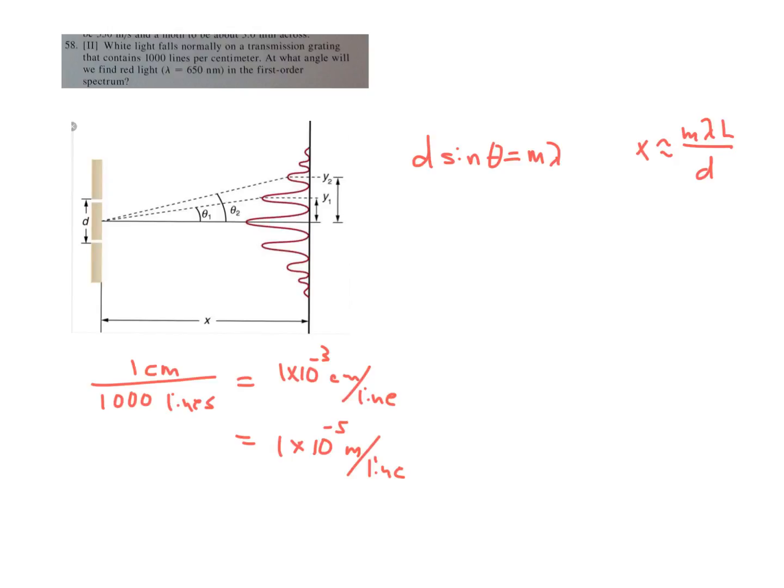Down at the bottom here, I've calculated if there's 1,000 lines per centimeter, that means it's 1 centimeter for 1,000 lines, or in other words, 1 times 10 to the negative third centimeters per line, but we want meters, so we're going to be looking at this. This will be our d. So that's what d equals. d equals 1 times 10 to the negative fifth meters.